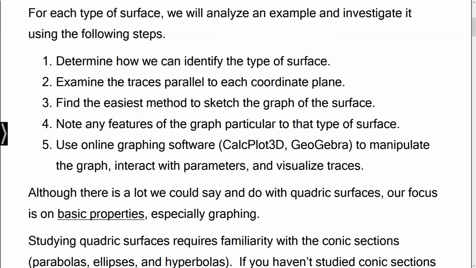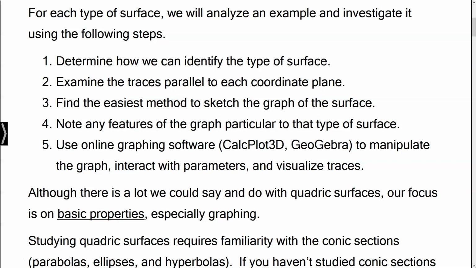So first we're going to go over how can we identify the type of surface. That's an important thing. If you're just given an equation, how can you figure out which of the 5 it is? And again, this is not a completely general quadric surface we're looking at. We're assuming that it's in a certain standard form, meaning that its axis is the x-axis, the y-axis, or the z-axis. So there's no mixed terms in any of these. Then we're going to look at the traces parallel to each of the coordinate planes.